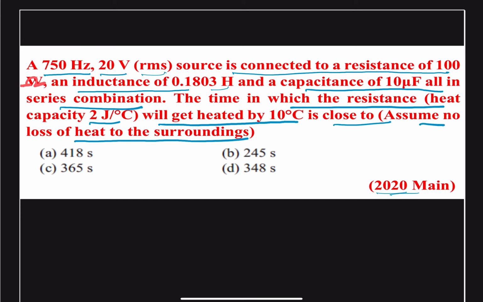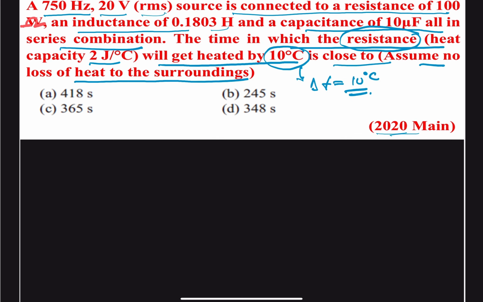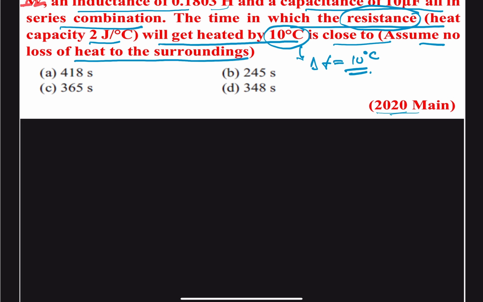In this case, we are supposed to find out the time by which the temperature of the resistance is raised by 10 degree centigrade. So the value of delta T is 10 degree centigrade. This is basically a series RLC circuit, so let us calculate a few of the parameters that will be used later on.